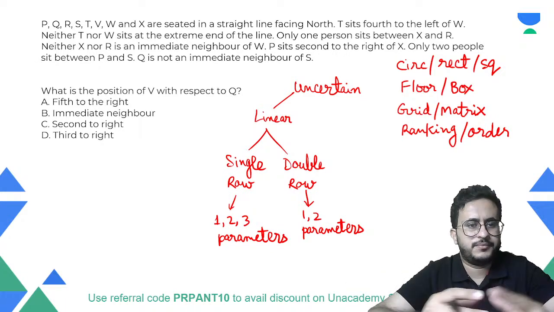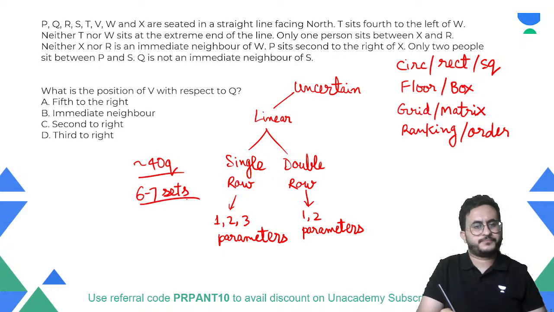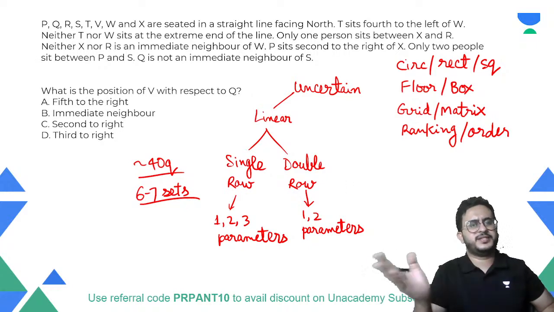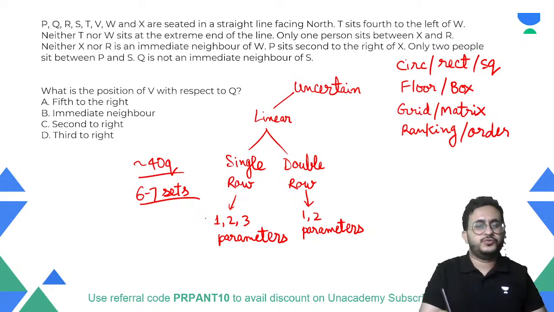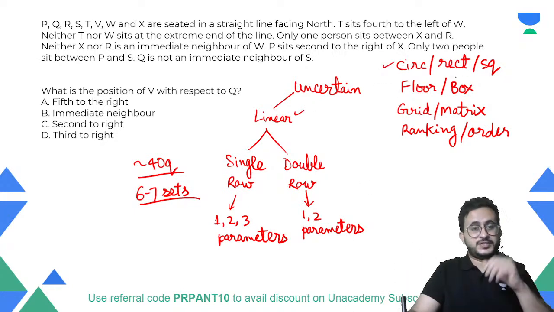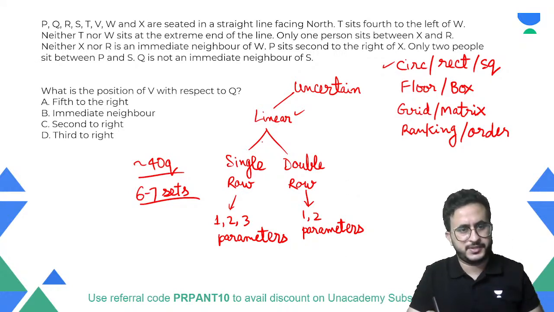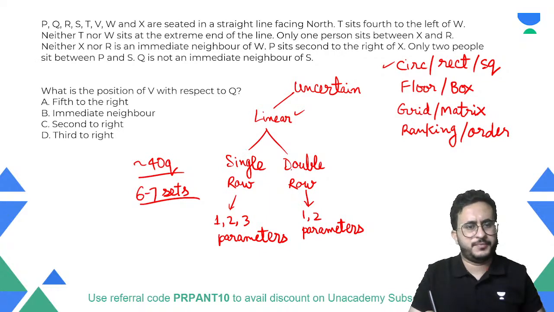Generally the trend, if we see, there are around 40 questions in puzzles, around six to seven sets. Generally, seven sets of some six and five questions. So if you get six to seven sets, you will definitely get a set on linear arrangement. You might get multiple also. Maybe you can get two sets on linear arrangement, one with single row, one with double row.